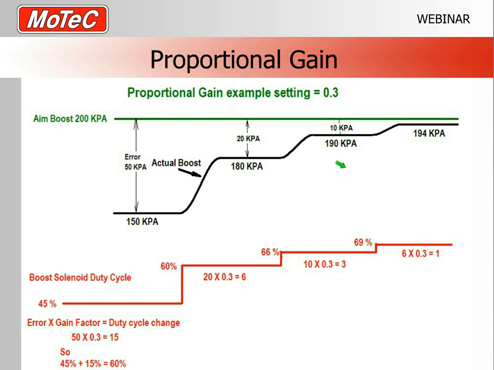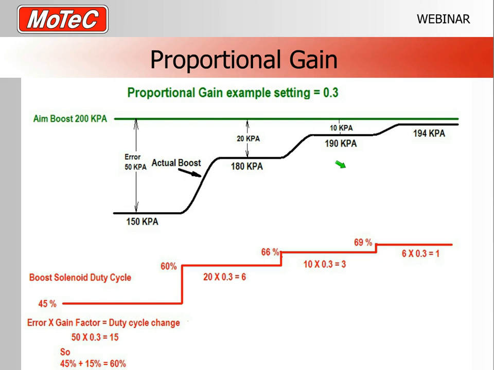In this case, the solenoid goes from 45 to 60, and the boost might go up. Now we've got an error of 20 kPa. This time the computer calculates 20 times 0.3 equals 6. So the duty goes up by 6% to 66. And the next time the computer looks, we have an error of 10 kPa. So that's 10 times 0.3 is 3, and the duty goes to 69.